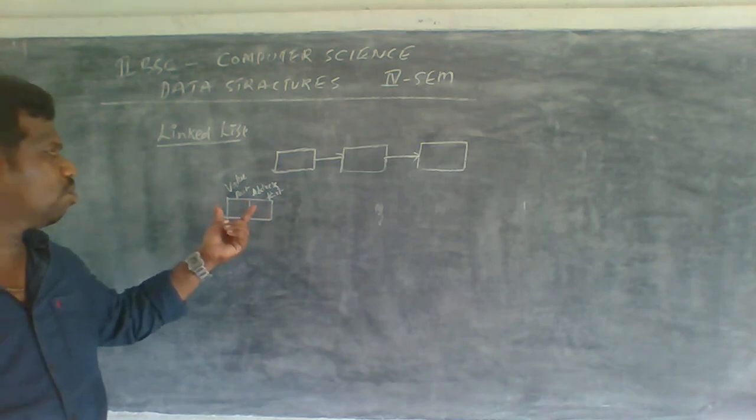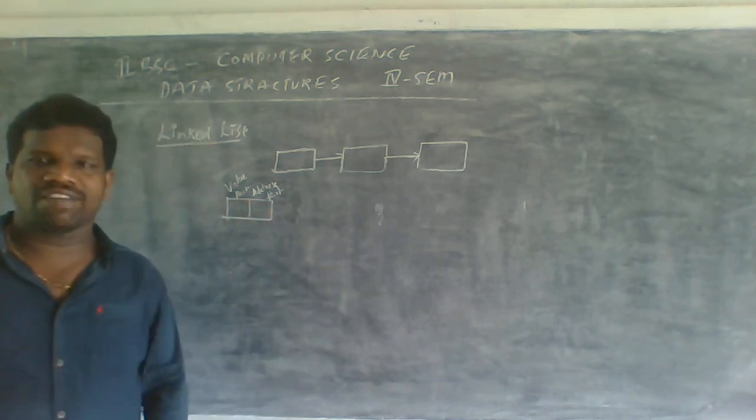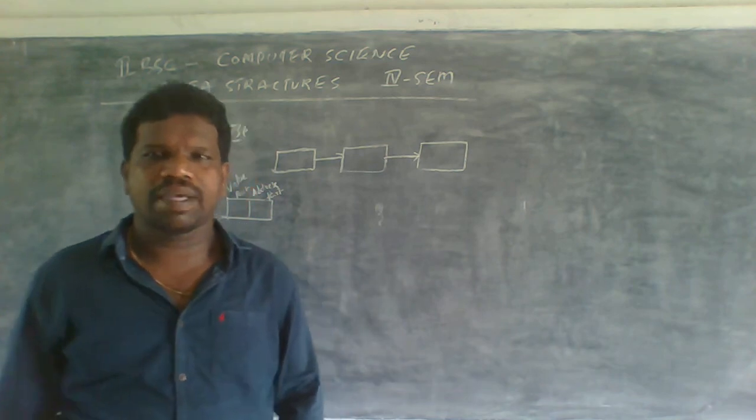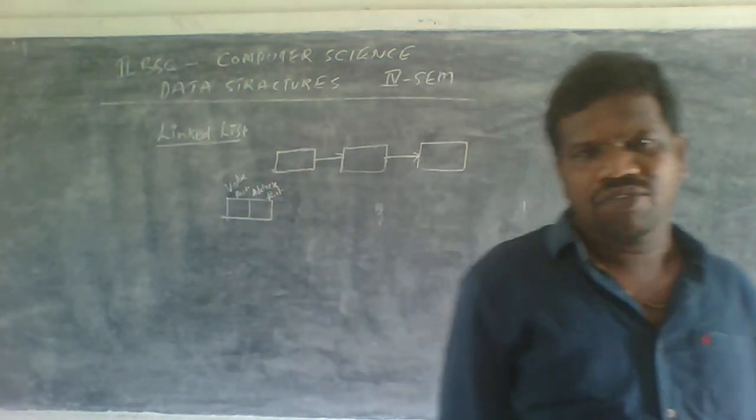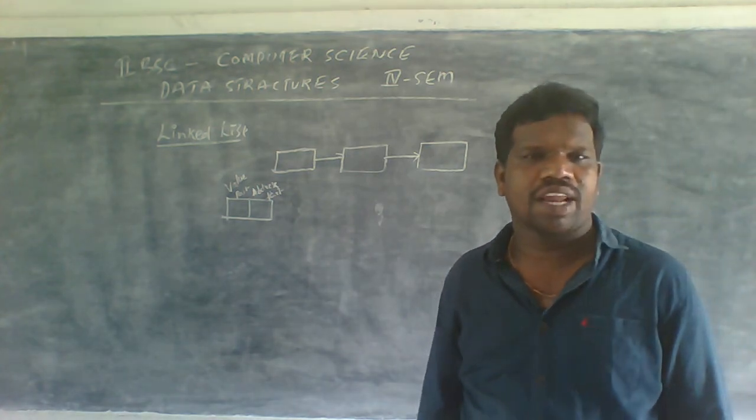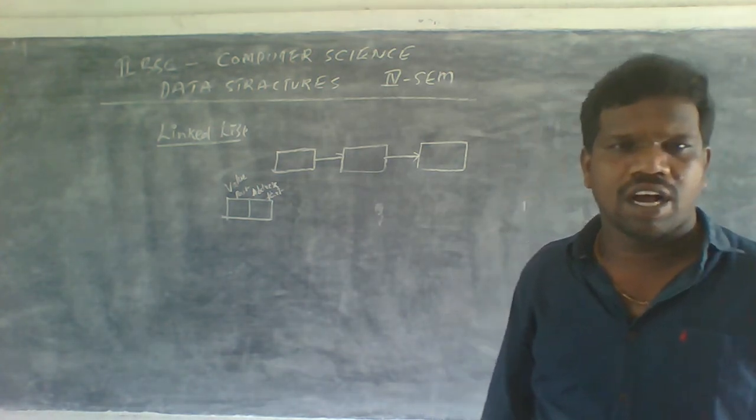Okay, so the node is also defined with the help of the pointer topic. So what is a pointer here? A pointer is a variable which can store the address of another variable. That is what we call pointers here.